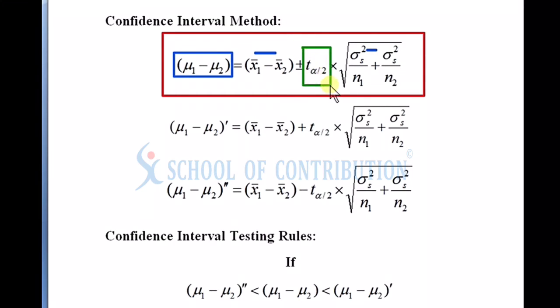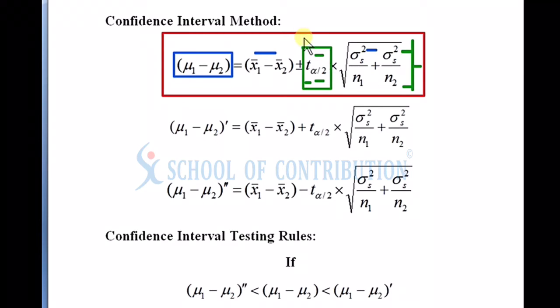Now we need to pay attention to this t alpha by 2, which says that we use the two-tailed critical value of t. In constructing a confidence interval, we have to use the two-tailed critical value of t, otherwise our confidence interval calculation will be wrong. So we all the time use the two-tailed critical value of t, whether the hypothesis is one tail or two tail, it doesn't matter.